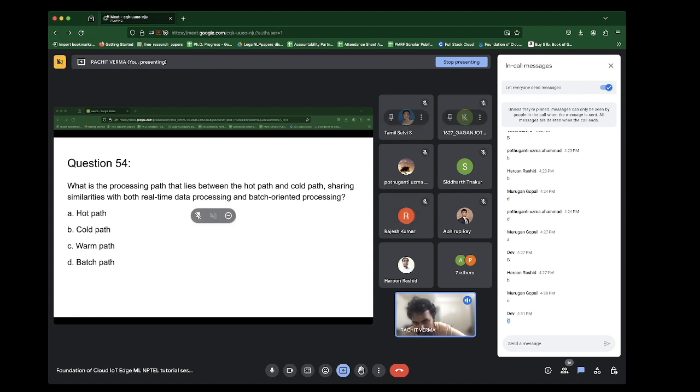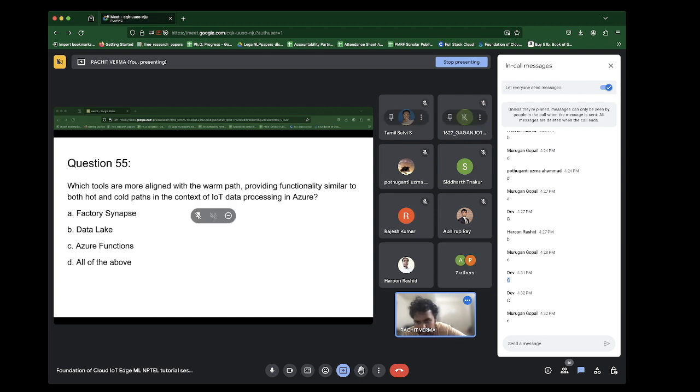What is the processing path that lies between the hot path and the cold path, sharing similarities with both real-time data processing and batch-oriented processing? Warm path. Is there any confusion in this question? So the answer is C, warm path. In the cold path the durations are much longer, and the warm path could be 5 minutes, 10 minutes, 15 minutes. Hot path durations are very immediate and quick, and there's no such thing as a batch path.